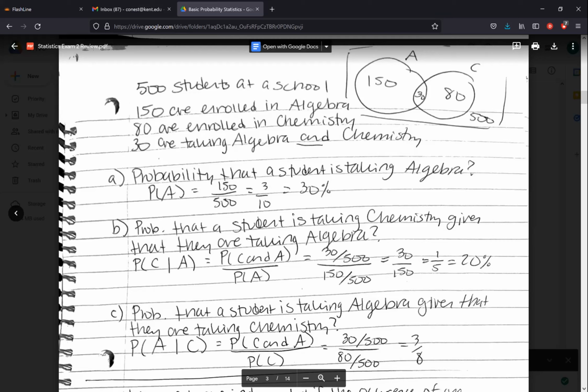So this is the probability of getting A. So it would be 150 divided by 500, which is 3/10 or 30%, because we have 150 enrolled in algebra out of 500 total students at the school.